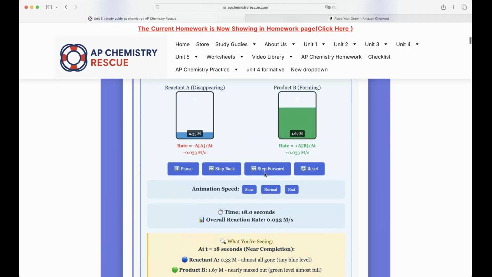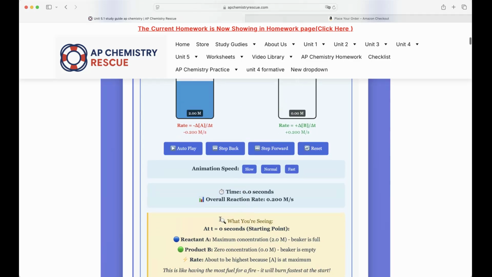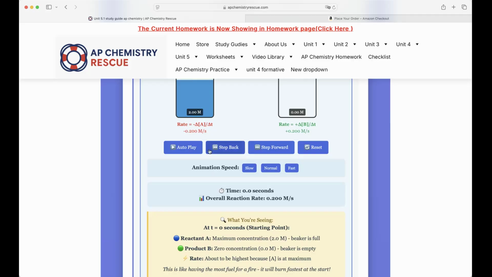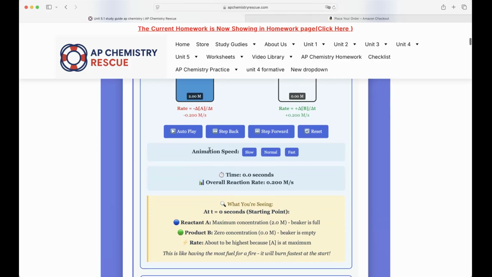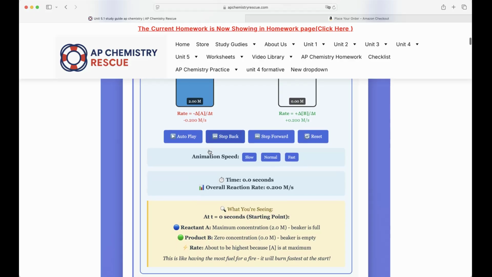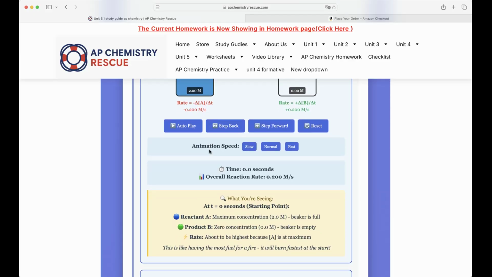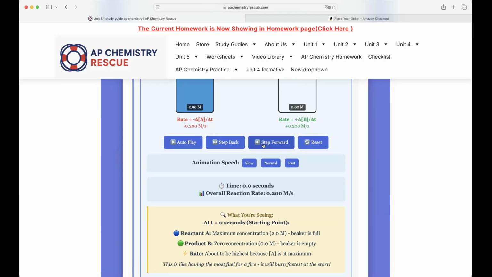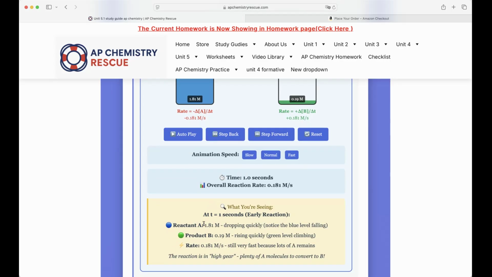So what you are seeing, let's make it from the beginning and see. Here there is second 0. This is the starting point. The reactant is at its maximum concentration, the beaker is full, and product B concentration is 0, the beaker is still empty. The rate is about to be highest because A is at maximum. Right now nothing is happening, but if I step one forward, the reactant is 1.81, dropping quickly. Notice the blue level falling and product B at 0.19, rising quickly, the green level climbing. The rate is 0.181 molar per second.